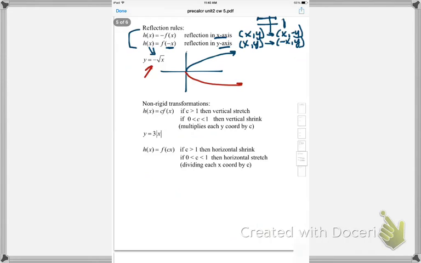Our domain will stay the same, all real numbers. Oh, sorry, not all real numbers. Domain from 0 to infinity. And your range will now flip because you reflected this over the x-axis. So now we will be negative infinity to 0.